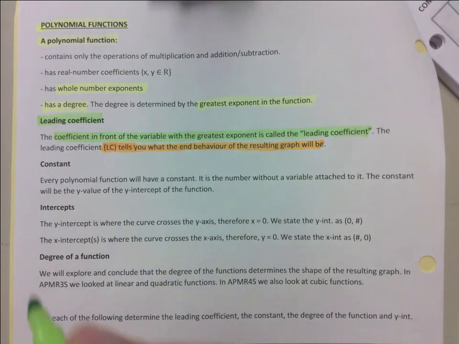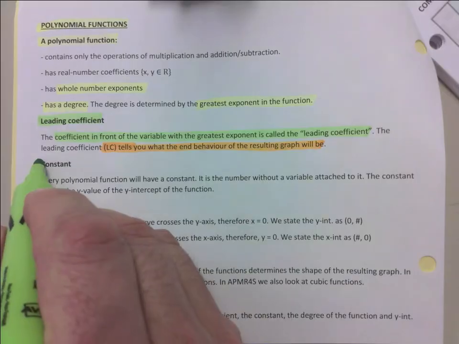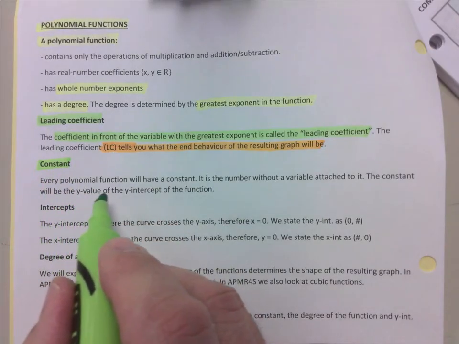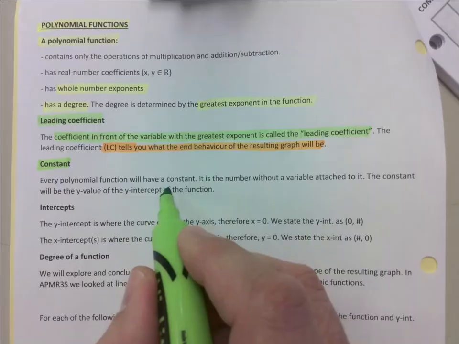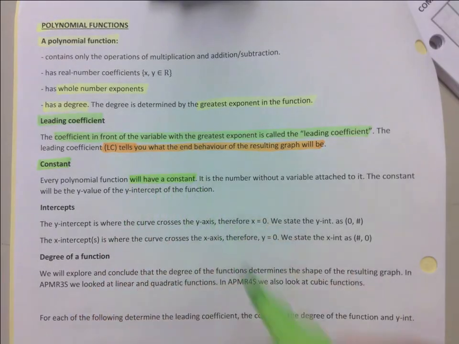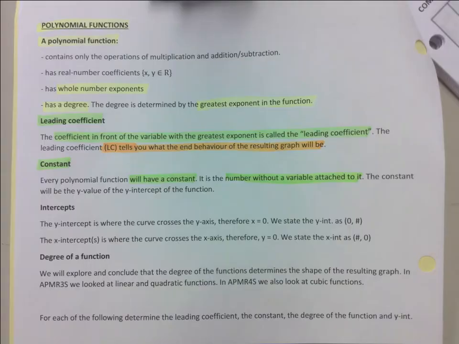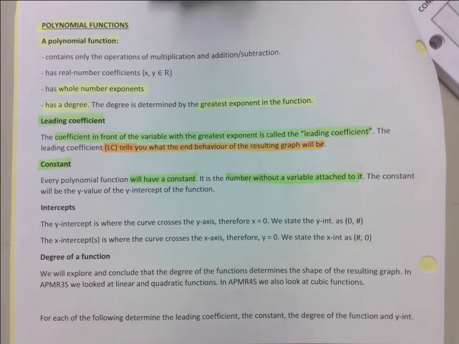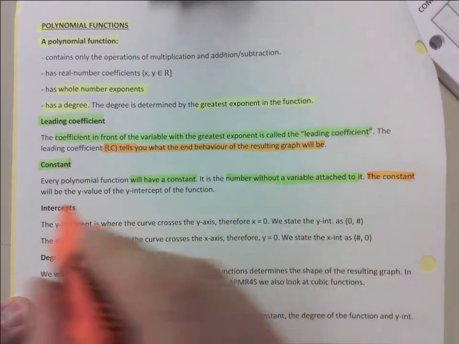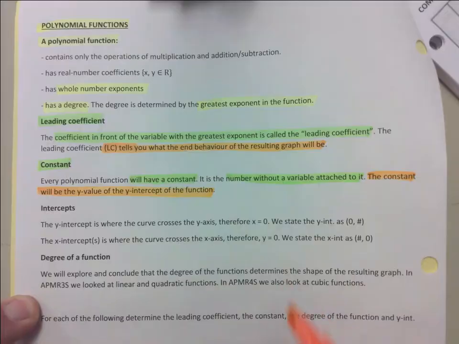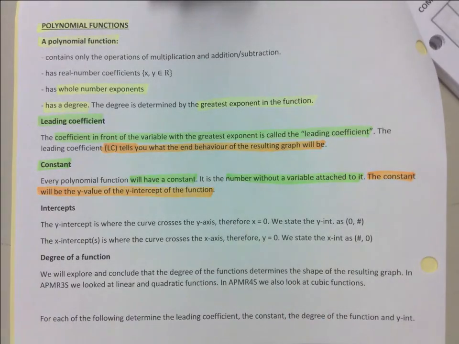Then you have your constant. Every polynomial function will have a constant. Everyone will have a constant. The number without the variable attached to it. The constant will be the y value of the y-intercept of the function. That's important.